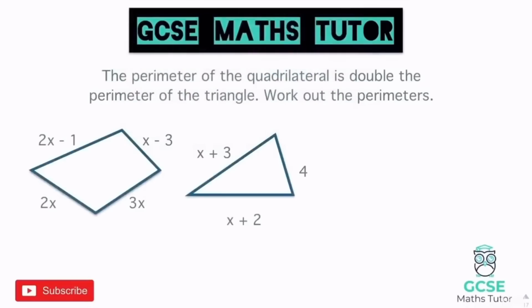So the perimeter of the quadrilateral is double the perimeter of the triangle. Work out the perimeters. Now the lengths of each shape are given to us as expressions, so we could get an expression for each of the perimeters to start with. So let's have a look at that quadrilateral. Let's write that down over here.